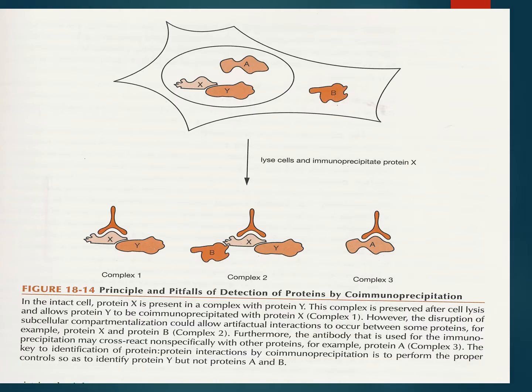And so here's another cartoon, the principle and pitfalls of detection by co-immunoprecipitation. So we have our cell, and here's our bait and prey, X and Y, and they happen to be in the nucleus. And there are other proteins such as A, and there are soluble proteins such as B. Now, normally B never sees X, Y, or A, right? Because it's doing its business in the cytosol. These are hanging out in the nucleus.